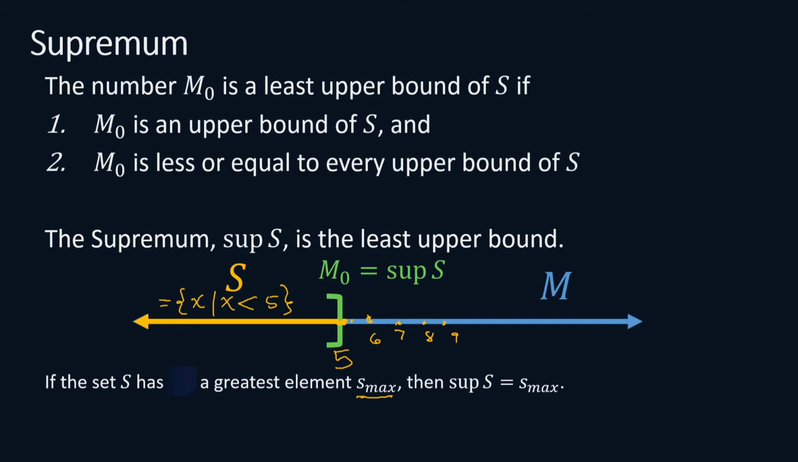But if the set S has a greatest element, we call that S sub max, then the supremum of S is equal to the greatest element. There are cases that a set has both upper bounds and lower bounds. If this is the case, we call this particular set a bounded set.